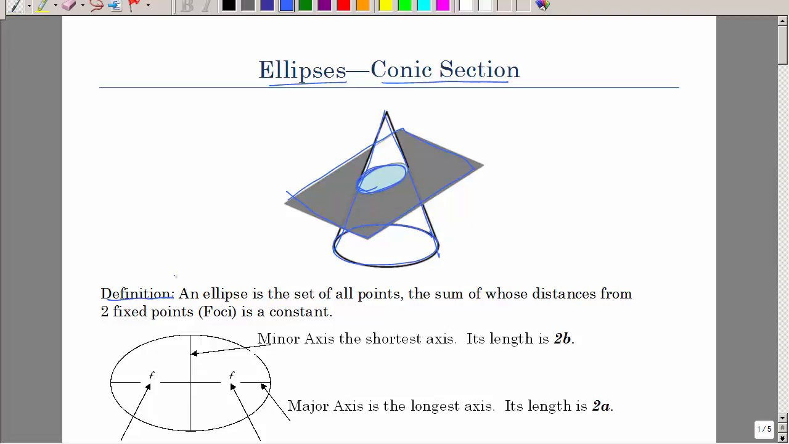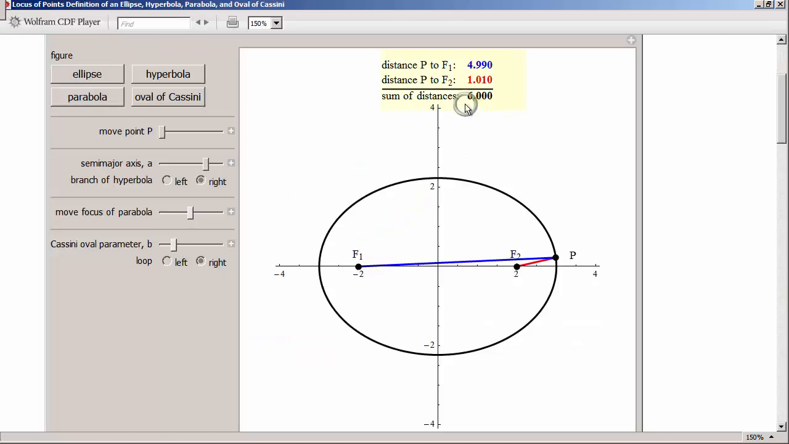The definition of the ellipse is the set of all points, the sum of whose distances from two fixed points, called foci, that's the plural of the word focus, is a constant. So looking at this demonstration, the sum of the distances is going to remain the constant of 6. Here are our two foci. Here's a point, and if you measure the red distance from focus 2 to the point and focus 1 to the point and add those together, the sum is a constant.